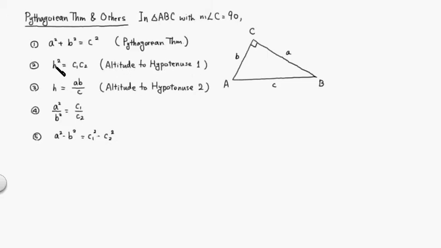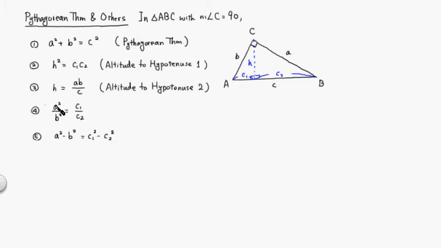The first one is h squared. H is actually right here, so h is the altitude. If you look at the right angle there, h is right here. h squared is equal to c1 times c2. C1 is right here, and c2 is right there, so from here to there, and from here to there. And h is equal to ab over c.